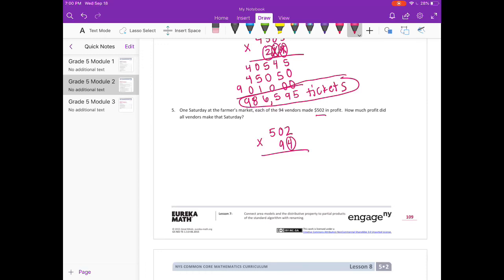4 times 2 is 8. 4 times 0 is 0. 4 times 5 is 20. On to the tens place. 9 times 2 is 18. Carry the 1. 9 times 0 is 0 plus 1 is 1. And 9 times 5 is 45. Add everything together. And we get $47,188.